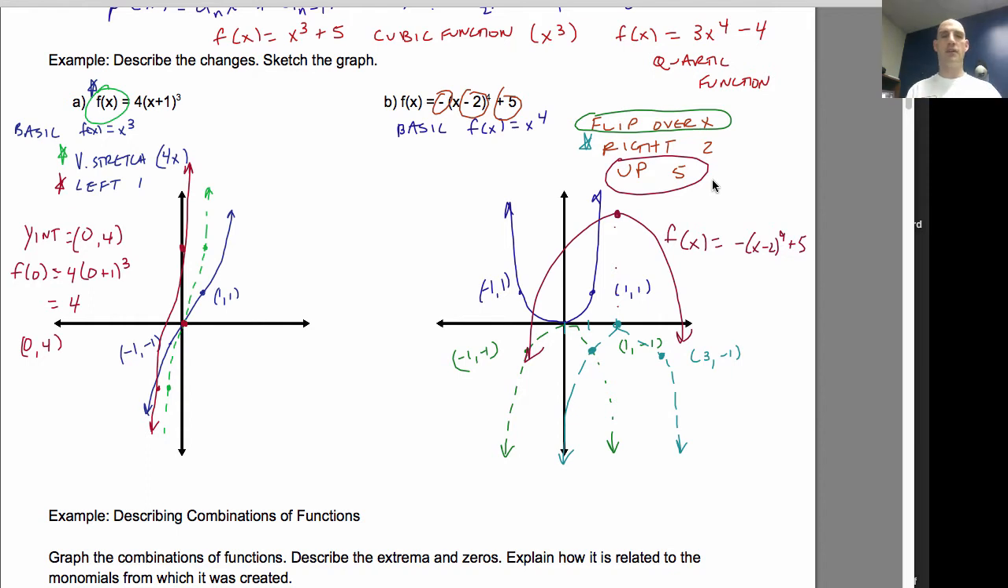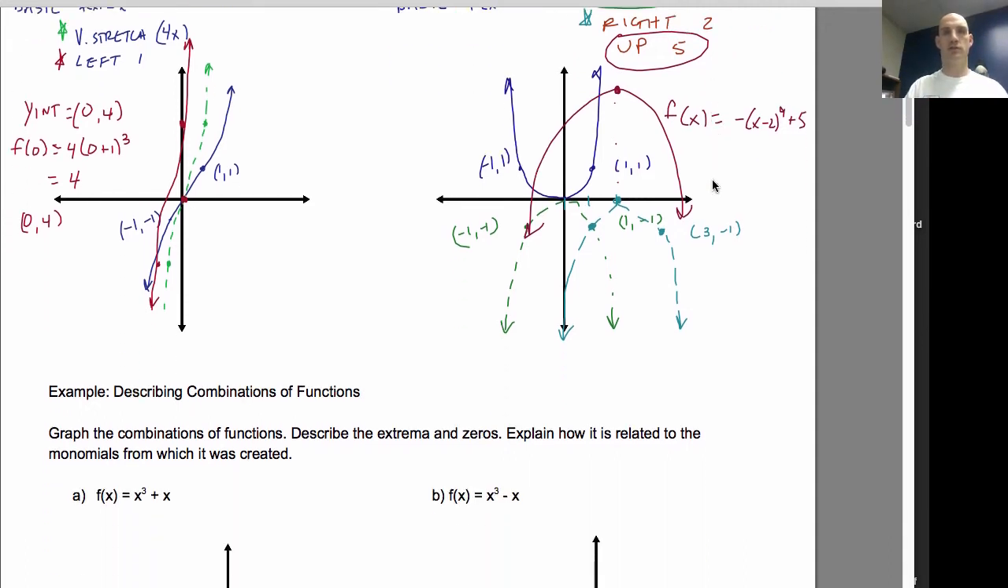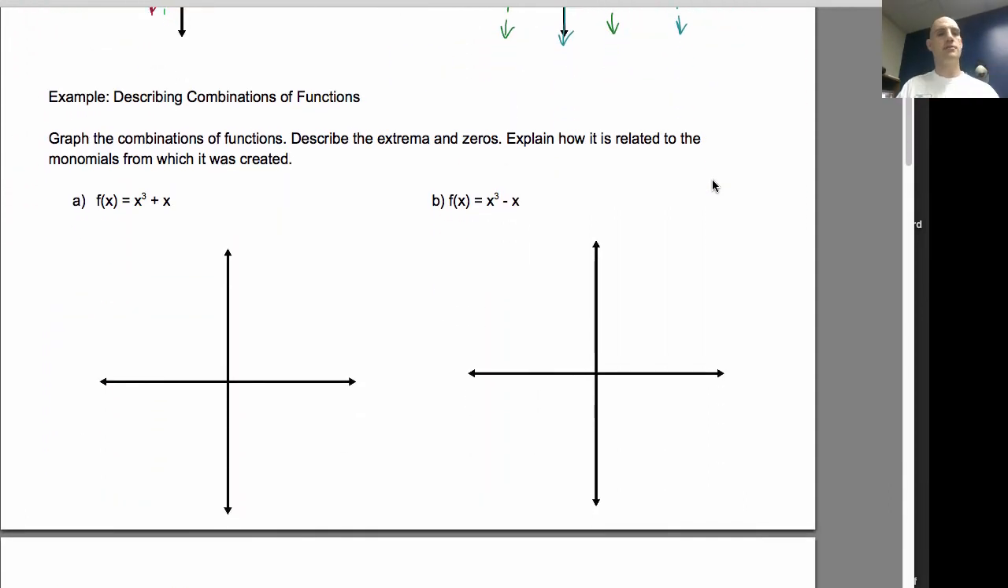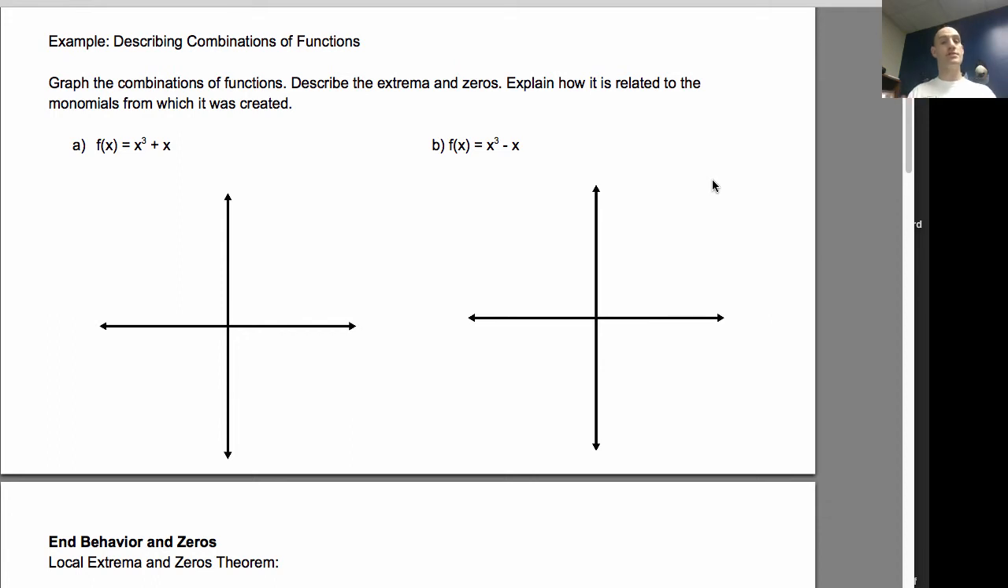And as we've seen with power functions, as we've seen with transformations in the coordinate plane, these basic skills are crucial to us understanding how these families of functions relate. Because what we're going to do now is take two monomials, for example an x cubed and an x, and combine them into one function, and look at what that does to our graph. So in this example, we want to graph the combinations of functions, describe the extrema and the zeros, and explain how it is related to the monomials from which it was created.